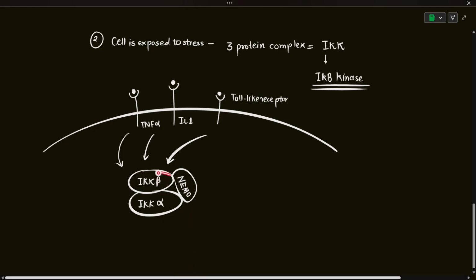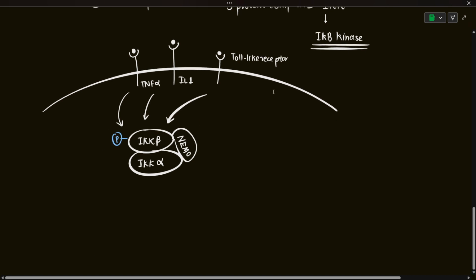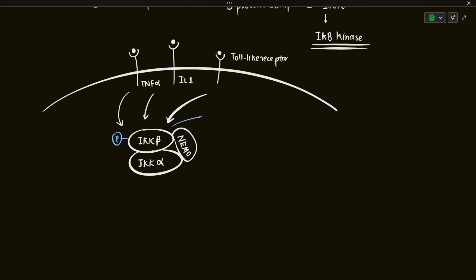So this beta subunit will get activated. It gets phosphorylated, which means it is now activated. Now this subunit is going to phosphorylate the I kappa B alpha, which is bound to the NF-kappa B. So this was our NF-kappa B, and to this NF-kappa B the inhibitor kappa B is bound, right?